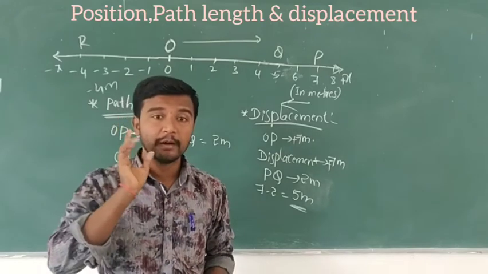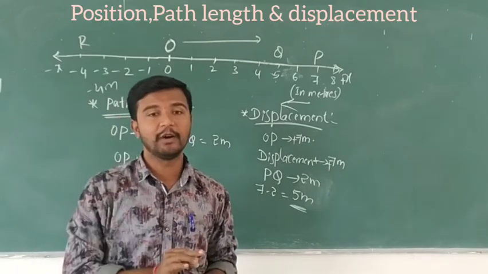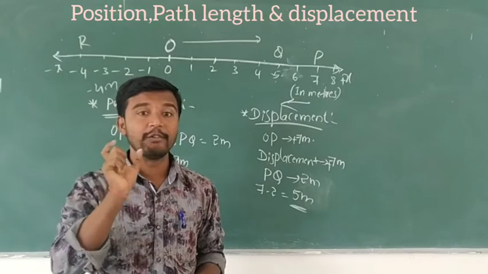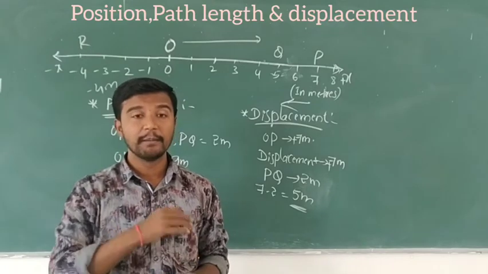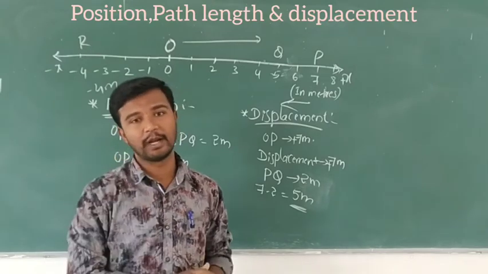Displacement has magnitude and also direction. So that is why we call it a vector quantity. But distance is only a scalar quantity.